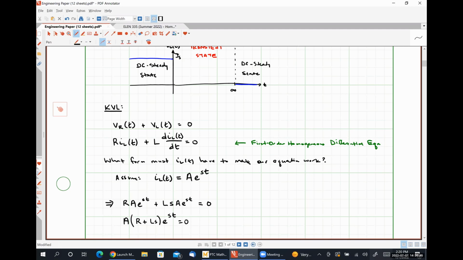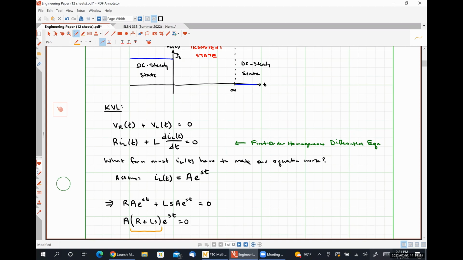E to the st will trend towards 0 if S happens to be a negative quantity. But we have this bit right here in the middle. I'm just going to underline it. This is the characteristic polynomial of our system, and it tells us what specific value of S, based on our circuit parameters, forces our equation to be 0.